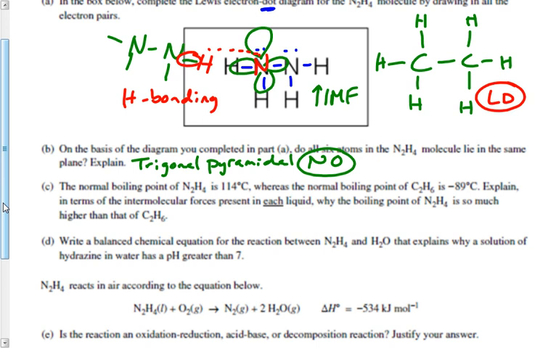2 points. 1 point for identifying both IMFs. The other point for an explanation. Not a bad problem. D. I want you to do this all on your own. Write a balanced chemical equation for the reaction between N2H4 and water that explains why a solution of hydrazine in water has a pH greater than 7.